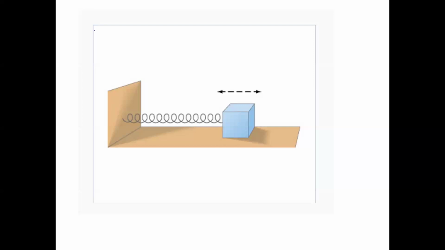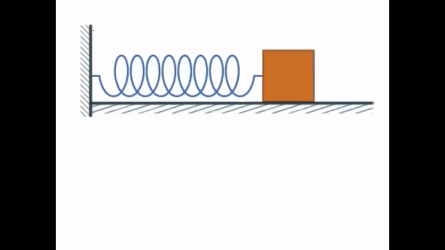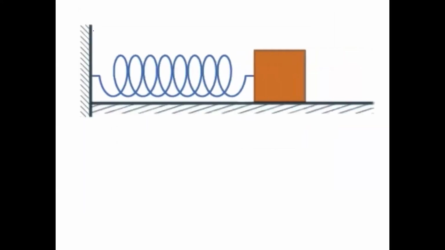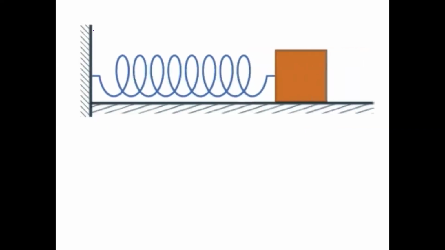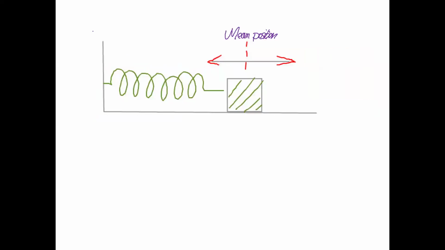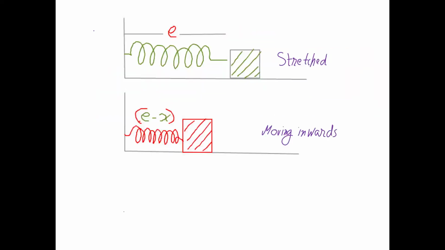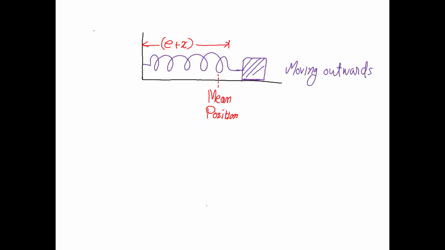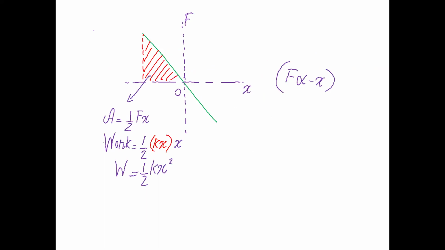Horizontal oscillation of a mass. This is a mass, and look, this mass is oscillating like this. This is called horizontal oscillation. This is the mean position. It goes in, so it is extension minus x. And when it goes out, it is extension plus x. Then look at this graph. It shows acceleration is proportional to x. So F is proportional to x.